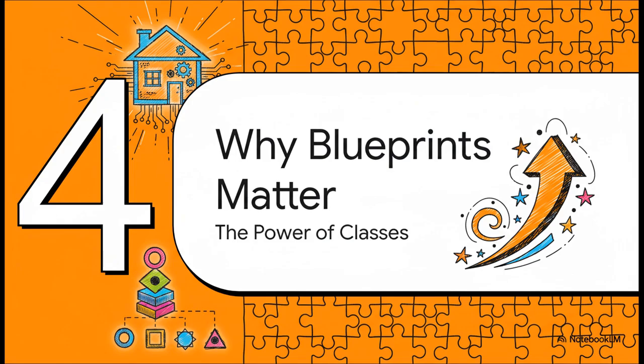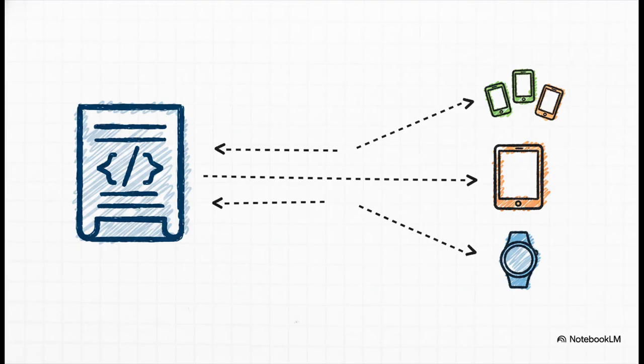Okay, so why? Why do we go through all this trouble with blueprints and objects? Why does this matter so much in programming today? Well, it turns out this structure gives programmers some absolutely massive advantages. First up, and this one's huge, reusability. Like we just said, you can use the same class, the same chunk of code, over and over again to create as many objects as you want. This saves an unbelievable amount of time and effort. You write the blueprint once, you use it forever.